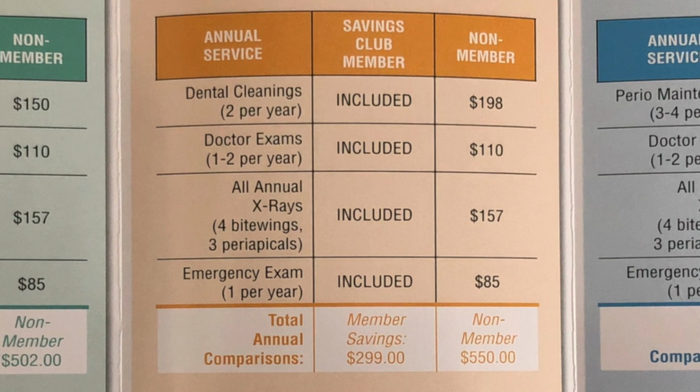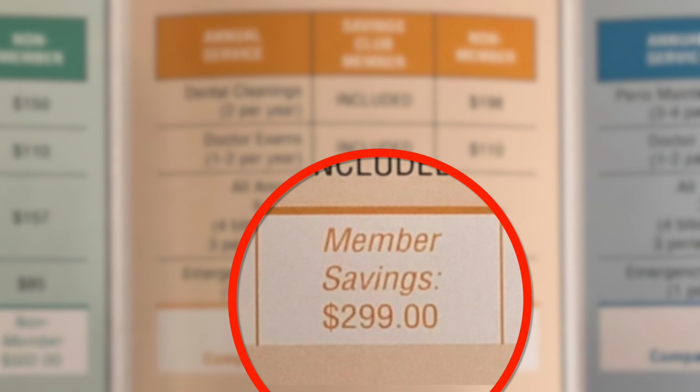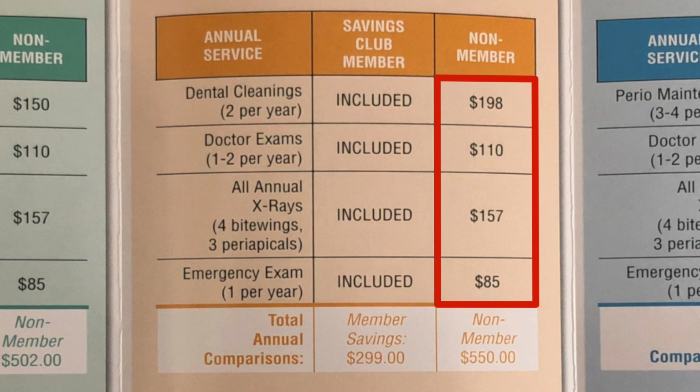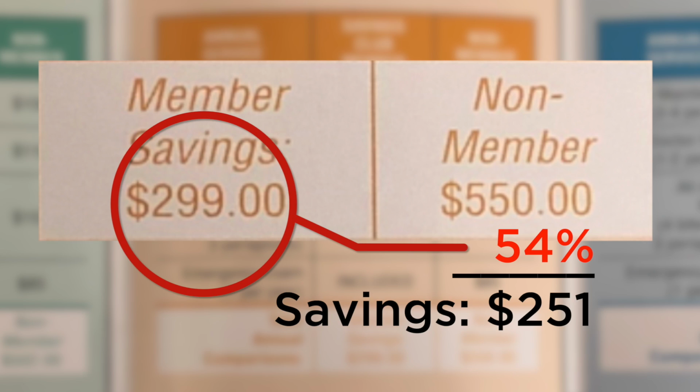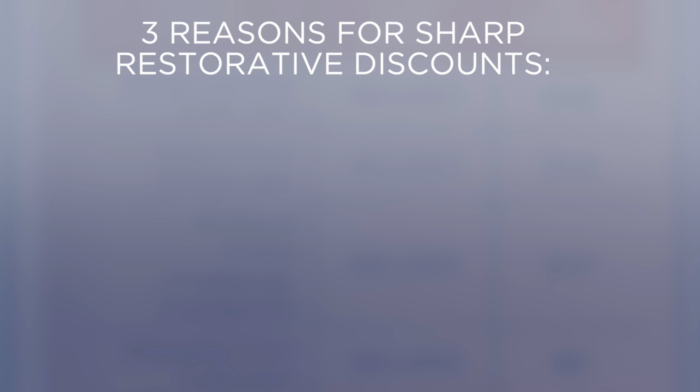For a healthy adult, we charge a $299 annual fee for our plan, which we call the Membership Savings Club. I arrived at this number by looking at the full fees for our preventive basics. Those add up to $550. Our $299 membership is only 54% of our full fees, but there are a few reasons why we settled here.